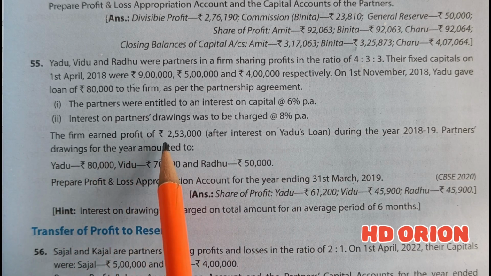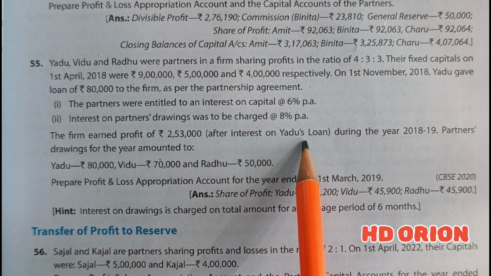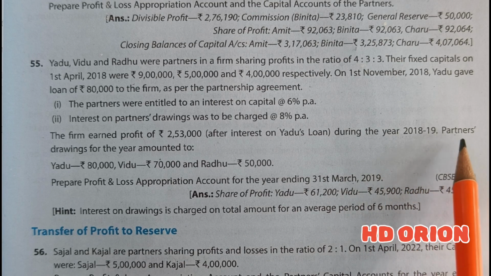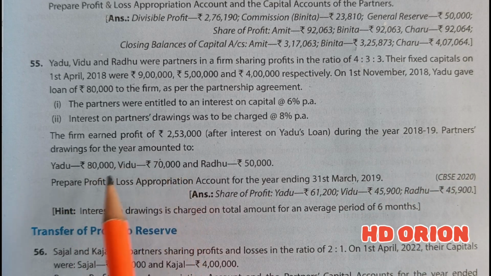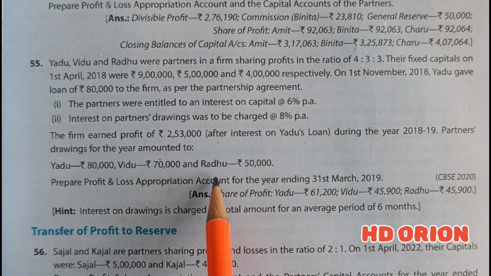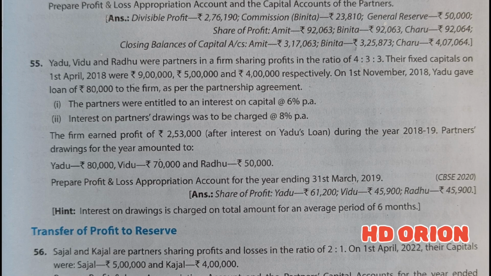The firm earned a profit of rupees 2,53,000 after interest on Yadu's loan, which is a charge against profit, during the year 2018-19. Partners' drawings for the year amounted to rupees 80,000 Yadu, Vidu rupees 70,000 and Radhu rupees 50,000. Prepare profit and loss appropriation account for the year ending 31st March 2019. So let us see the solution for this.